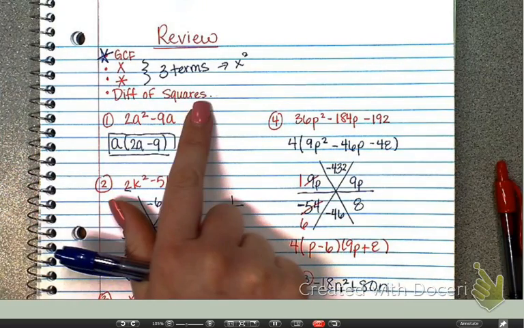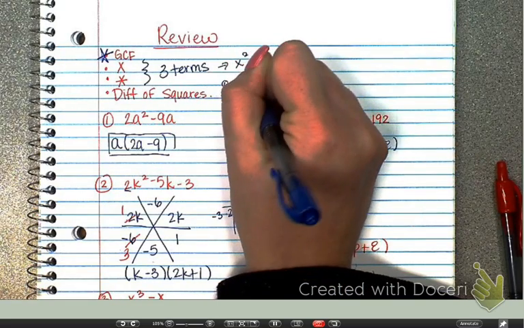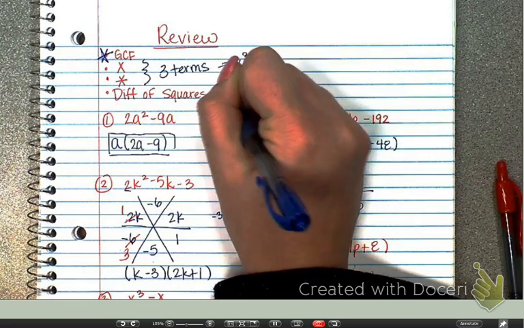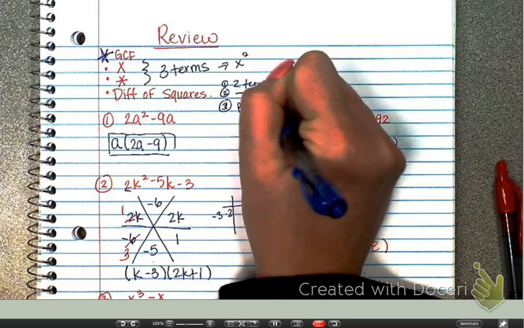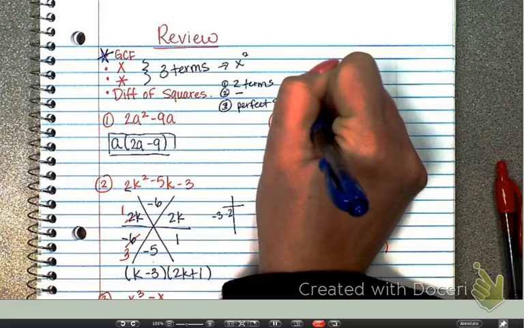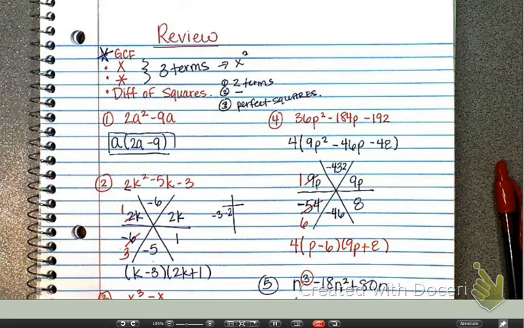And then difference of squares, you have the 3 criteria. So 2 terms, a subtraction sign, perfect squares. Okay? If you can identify how to factor each of these, you are going to do just fine, not only on today's assignment, but on the test that is a week from today.